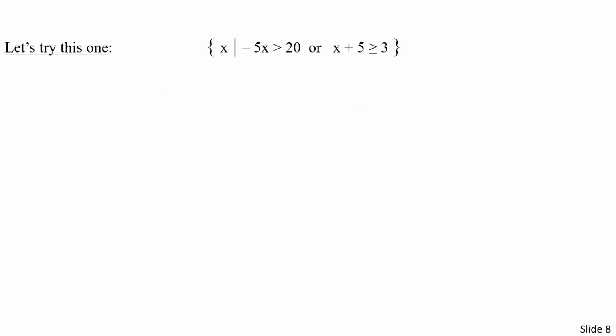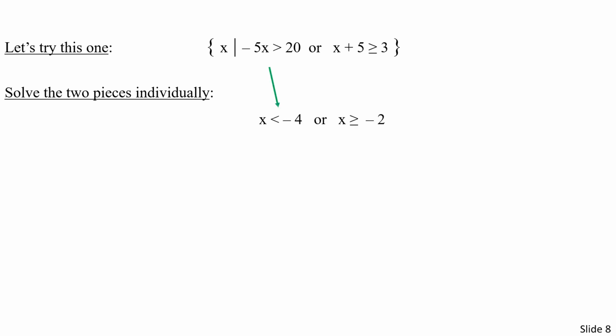Now let's try an OR. Again, I want to solve the pieces individually. So when I divide by -5, I get X is less than -4. And when I subtract 5 from the one on the right, I get X is greater than or equal to -2.